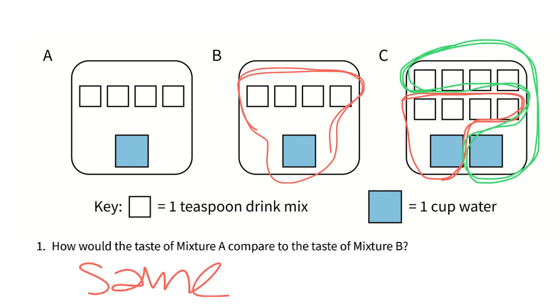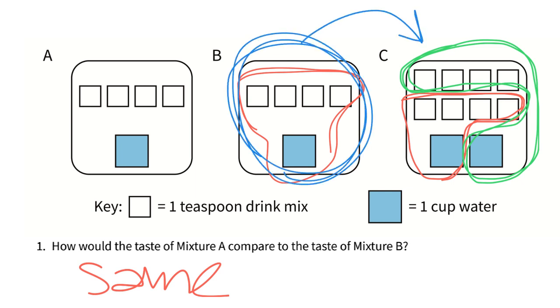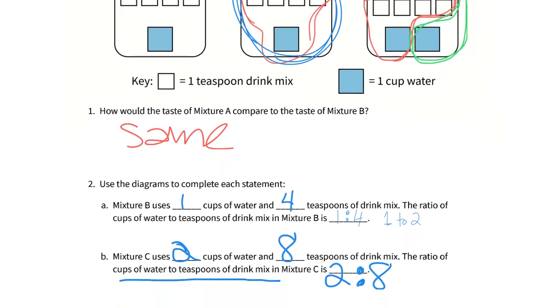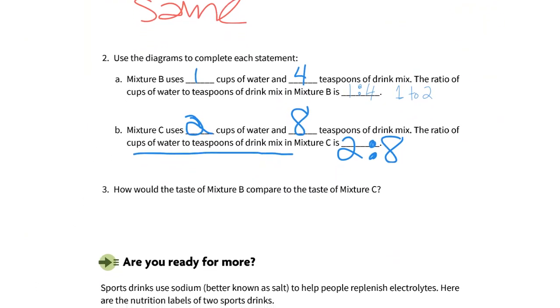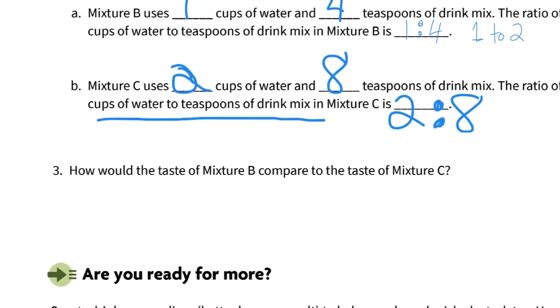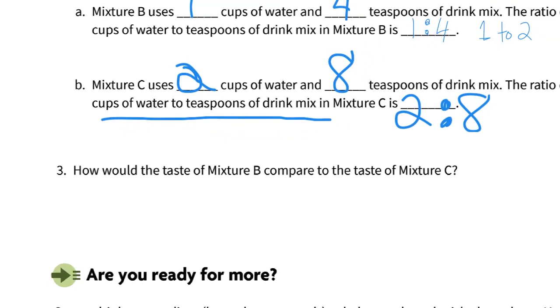So C is just twice as big, twice as much liquid, I suppose, as mixture B, but they're going to taste the same, because really all we did was take B and double the recipe. So they're going to taste the same because they're following that same ratio of drink mix to water. So how would the taste of B compare to the taste of C? Well, they're going to taste the same. All right, good.